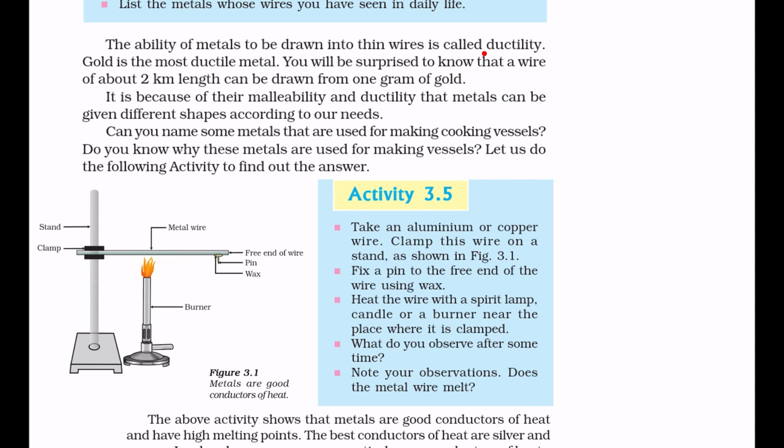Next property of metal is ductility. What is ductility? Ductility means metals can be drawn into wire. Iron, copper, gold, all these metals can be drawn into thin wires, and in the electrical circuit copper wire is used. Gold, because of its property of ductility and malleability, is used to make jewelry. The most malleable and ductile metal is gold.